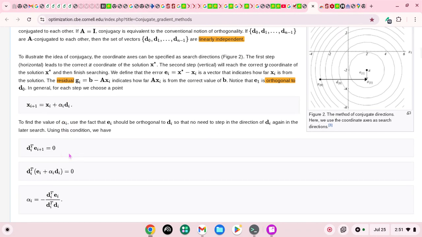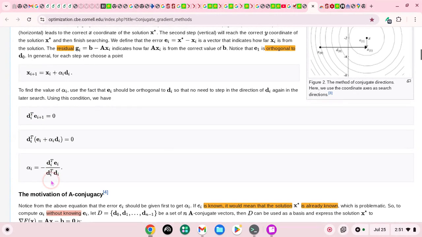Based on the previous property, the present error will be orthogonal to the previous search directions. Once x_i minus x_star is added and subtracted on both sides, the updated equation can be converted into an error equation, which is substituted into this equation, and we get how to compute alpha. Once alpha is computed, x_(i+1) can be computed iteratively at each step, from i equal to 0 to n minus 1.